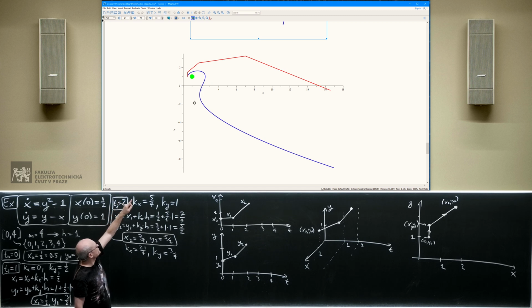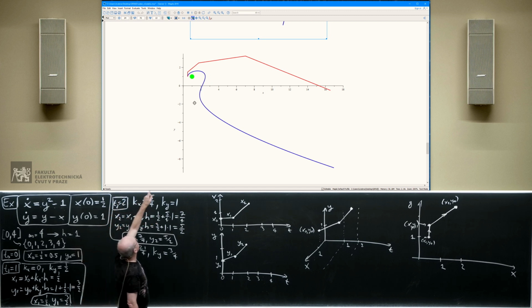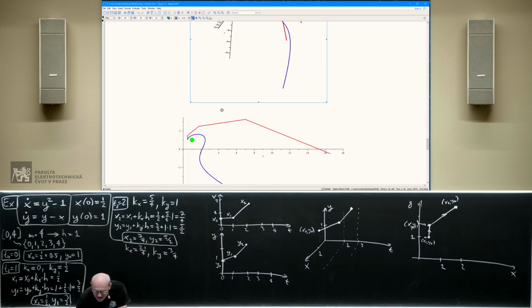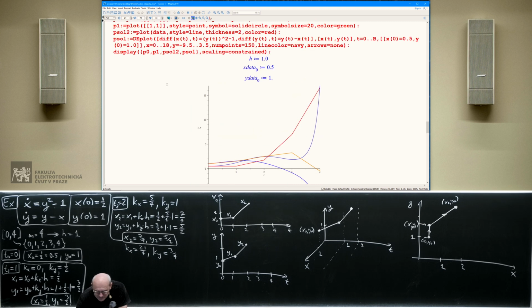Our orbit is supposed to go around, but instead it goes, well, you can see how it goes. It goes all the way to the right. Okay, let's try a smaller step size.